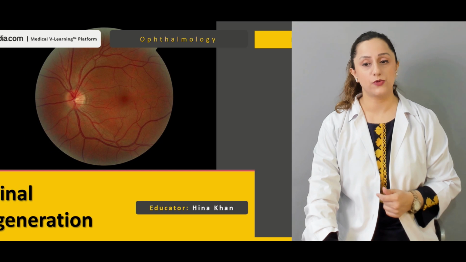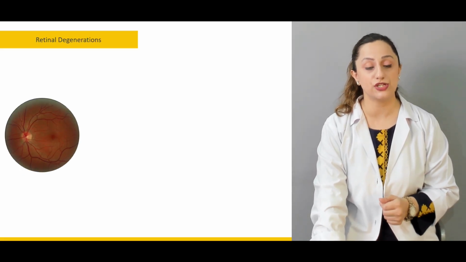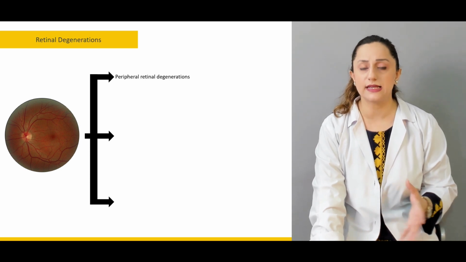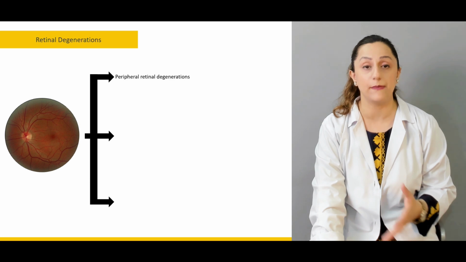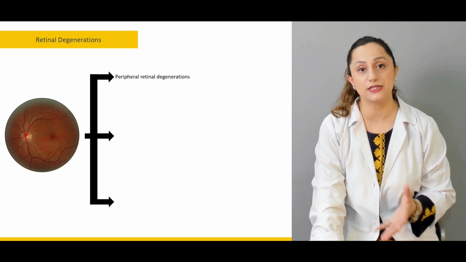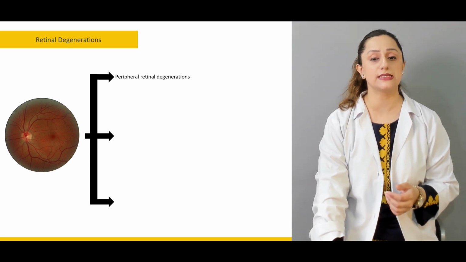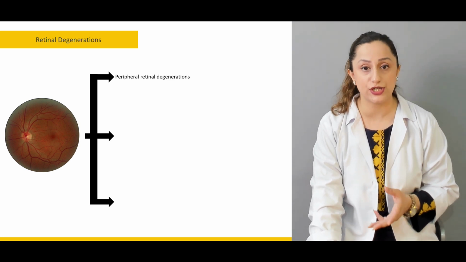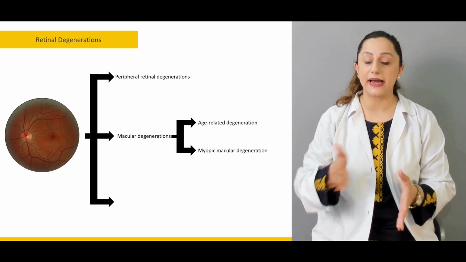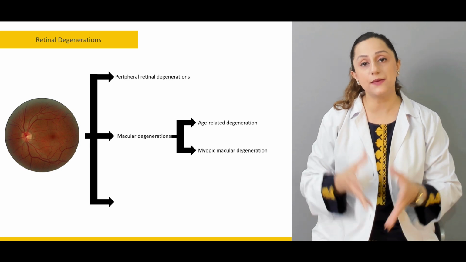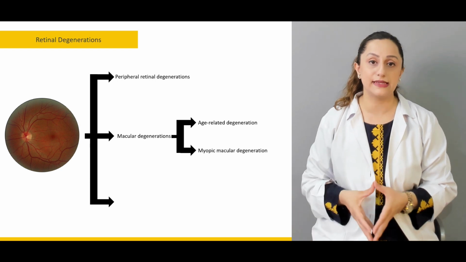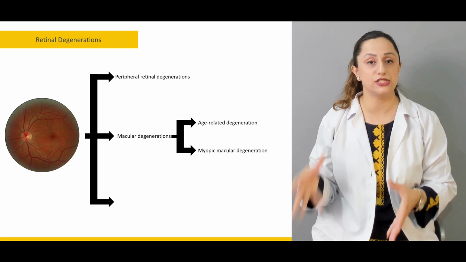Now over here, we are going to see that retinal degenerations can be classified into different varieties. The classification is sometimes based upon the mapping of the degenerative problem, or it can be the extent of the problem that it is causing. So, as you can see, it can be the peripheral retinal degenerations on one hand. Then we have the macular degenerations, and these can be subdivided into the age-related degenerations. On the other hand, we have the myopic macular degenerations.